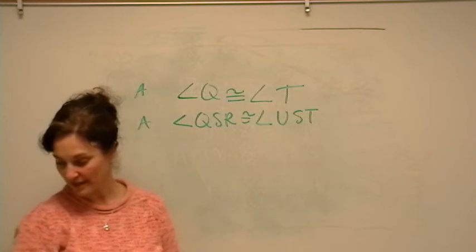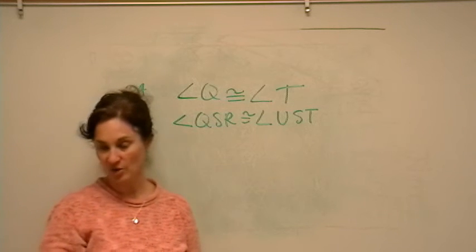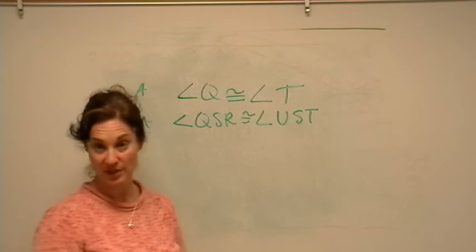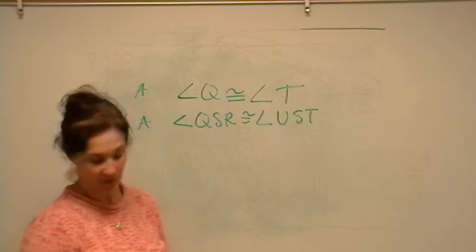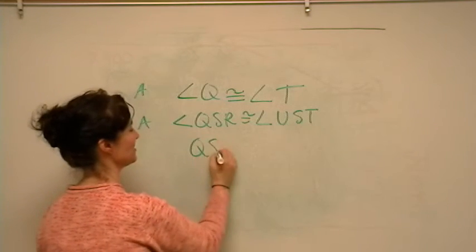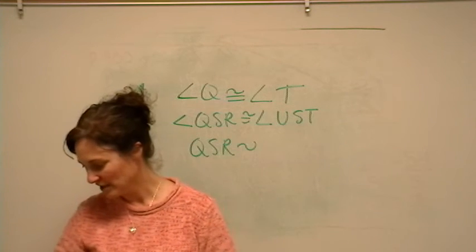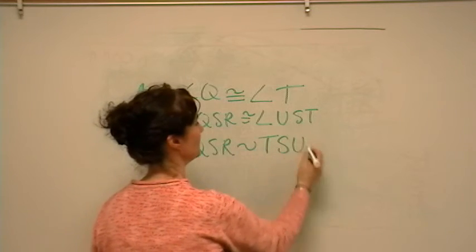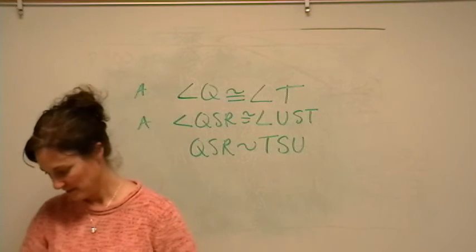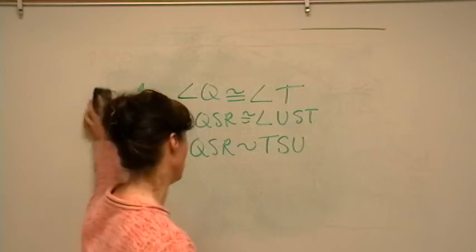Okay, and if we were to write a similarity statement, we would want to start with Q and move towards S, because we know that at S is where two are congruent. So we have QSR. It doesn't ask us to do this, but we're just going to do it because we can. QSR is congruent to TSU. Okay?